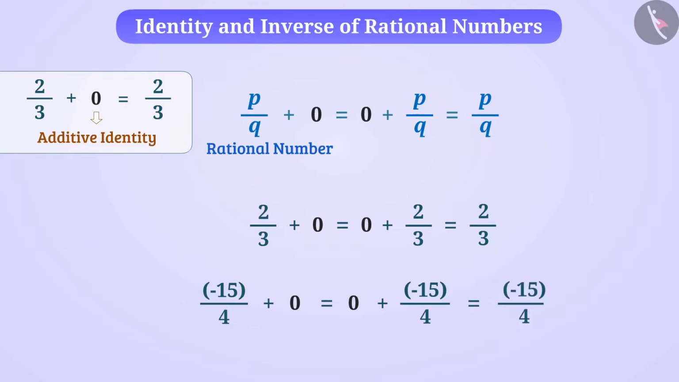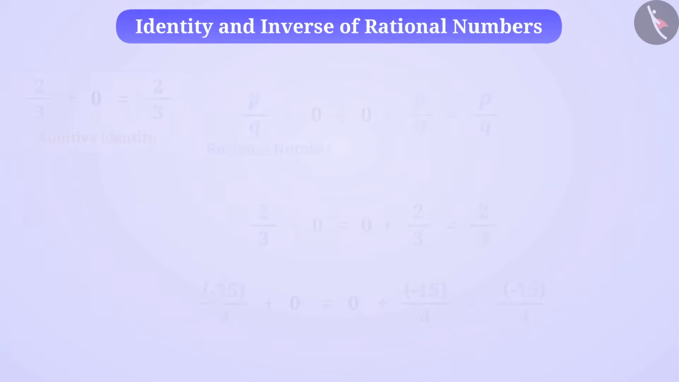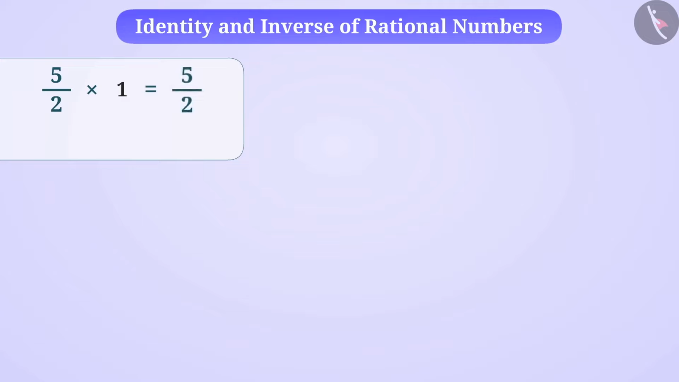Similarly, in all rational numbers, 1 is the only number which if multiplied to any rational number gives an answer as same rational number only. The identity of that rational number does not change. We say that 1 is multiplicative identity for rational numbers.